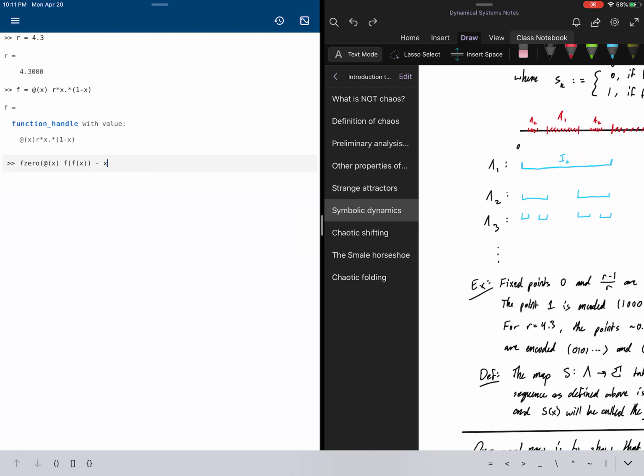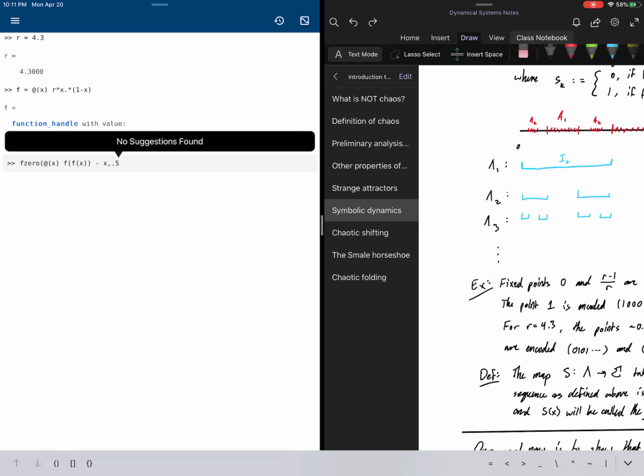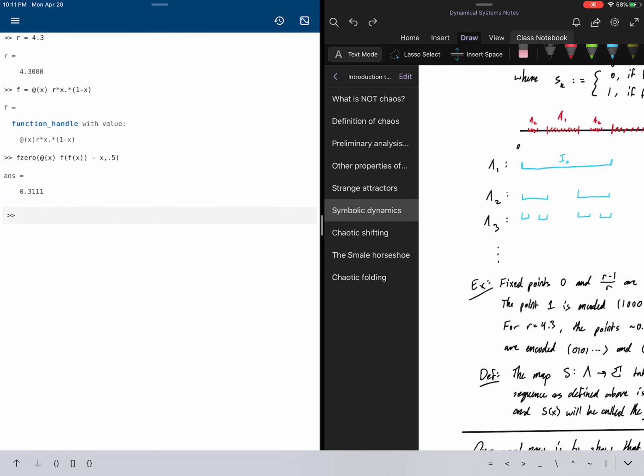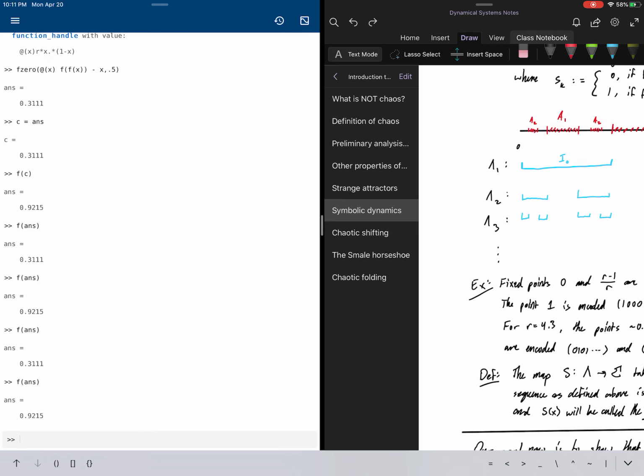We're looking for the zeros of this guy, because if this function is 0, that means that x is a fixed point of the f2 map. And we're going to say, okay, that happens somewhere near about 0.5. Okay, great. So about 0.311111. And we're going to go ahead and say that this is c equals answer. And I can go ahead and see f of c is equal to f of answer. And it comes back, and it cycles. So this is a 2 cycle. So 0.3111 is part of a 2 cycle, whose other member is about 0.29199215.